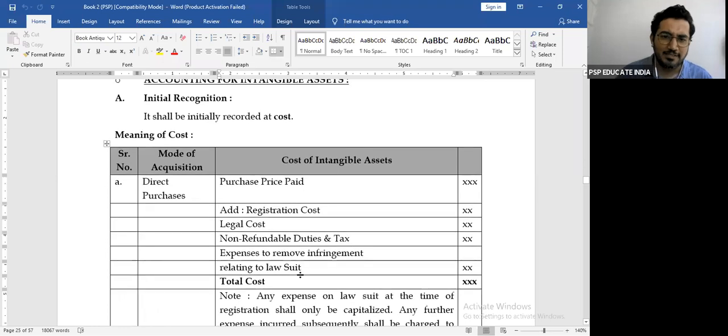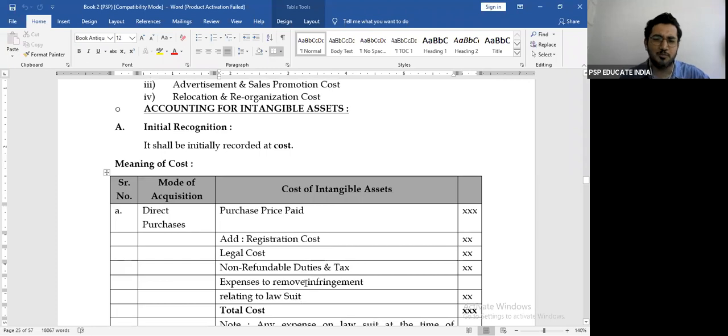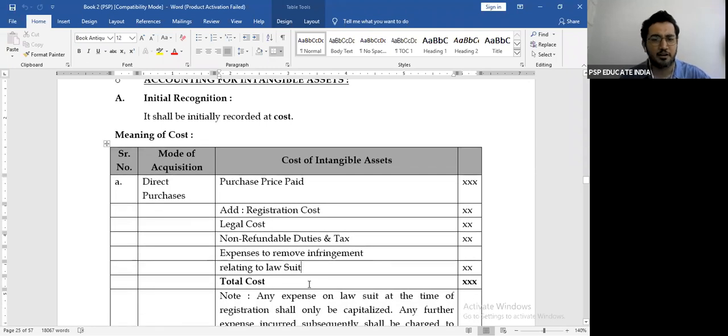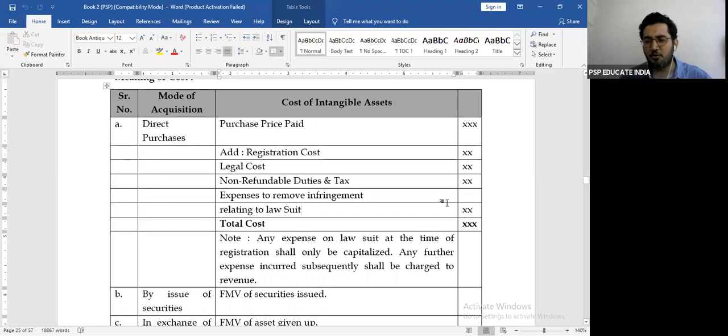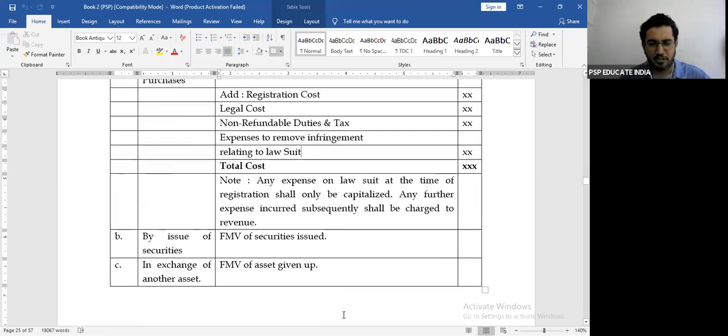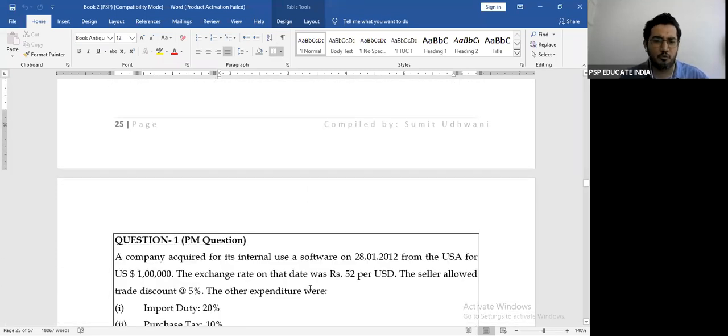Right, so let's quickly revise before we go to question number 1. How will you account for the intangible assets? Initially, every intangible asset will be recorded at cost. If you directly purchase the asset, it will be purchase price paid, add registration cost, legal cost. To that, you will add non-refundable duties and taxes, expenses to remove infringement relating to lawsuit. You will get your total intangible asset. By issue of securities, you will take the fair market value of the securities issued. If it is an exchange of another asset, you will have the fair market value of the asset that you gave up. Right, then let's solve question number 1.